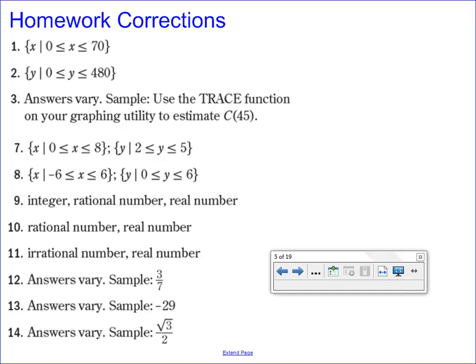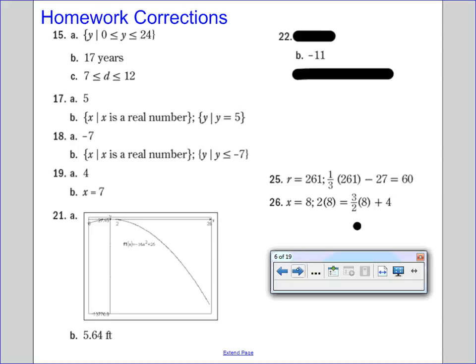Number 9 is an integer, rational number, and real number. 10 is rational and real. 11 irrational and real. And those are some examples of rational numbers, integer, irrational number. You could make up your own for 12, 13, or 14. And hopefully after our discussion in class, you had lots of examples. Continuing on.